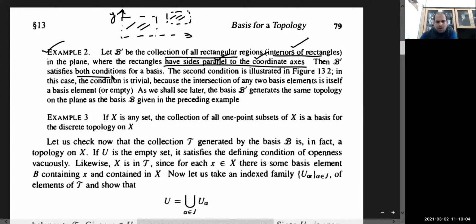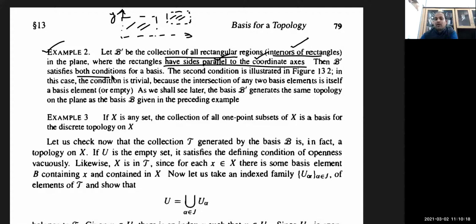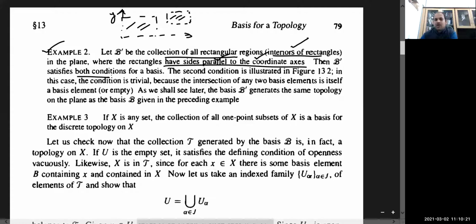Now a question: just think why not the collection of all those rectangular regions whose sides are not parallel to the coordinate axes? Will that make a basis? Just try to play with its geometry. You will see that there may not exist such a B3. Okay, now example 3. Look at example 3.